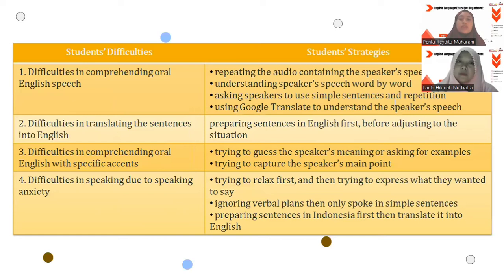In these findings, we also found that the student has their own strategies to cope with each difficulty. For coping with the first difficulties related to comprehending oral English speech, the student used repeating the audio containing the speaker's speech. The second one is understanding speaker's speech word by word. The third one is asking speaker to use simple sentences and repetition, and also using Google Translate.